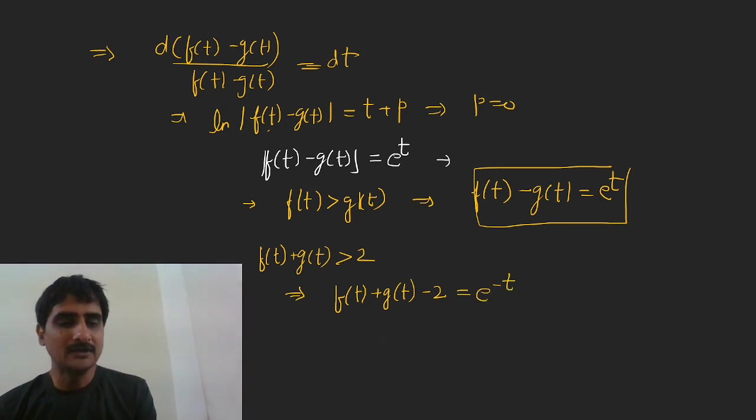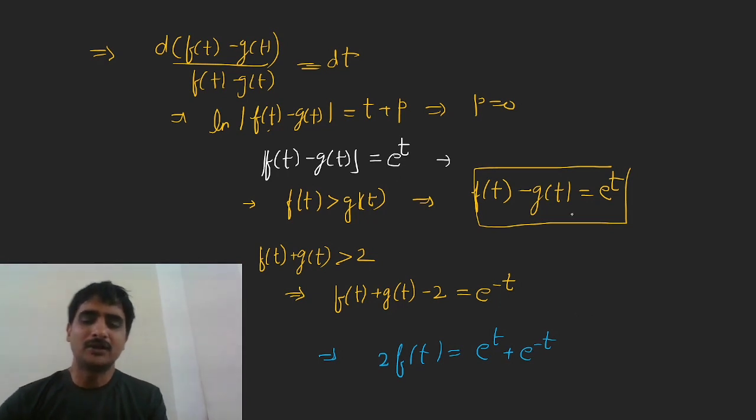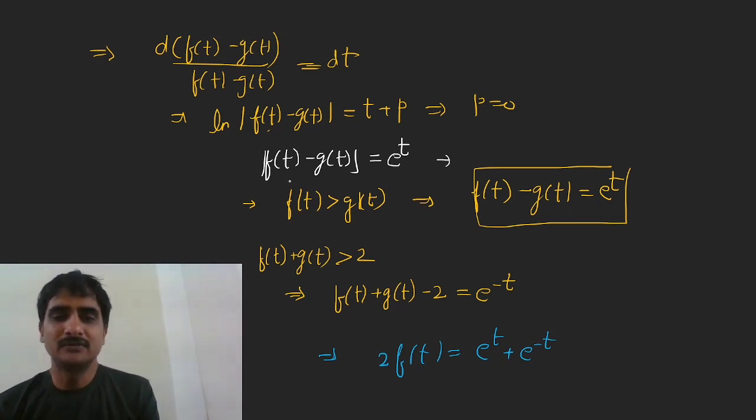Now we just add them and we get 2 times f of t is equal to e raised to the power t plus e raised to the power minus t. And see, there are four possibilities actually. I just considered two: in the first one f of t is greater than g of t, and in the second one their sum is greater than 2.